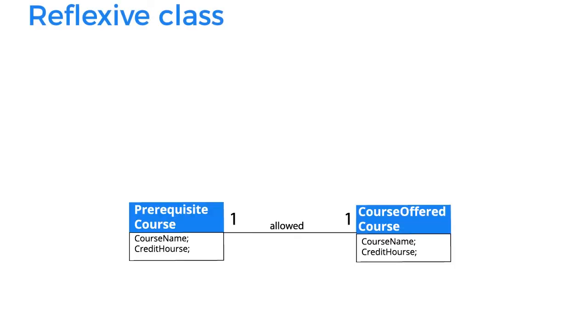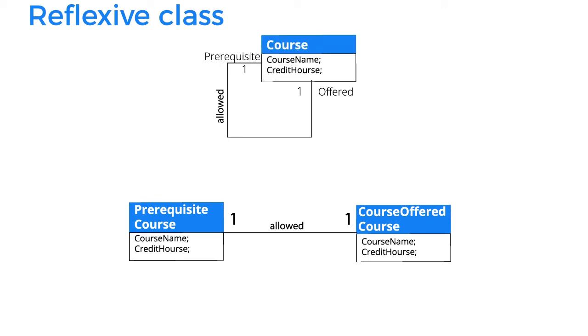Reflexive class is made when two classes associated with each other contain exactly the same properties. Like in this example, prerequisite course and offered course. These two classes are associated with the association of allowed. Means if a prerequisite course is passed by a student, then the student is allowed to take the offered course. Both classes contain the same properties of course name and credit hours. But this can be shown in this way as well. This is how the reflexive class is shown.